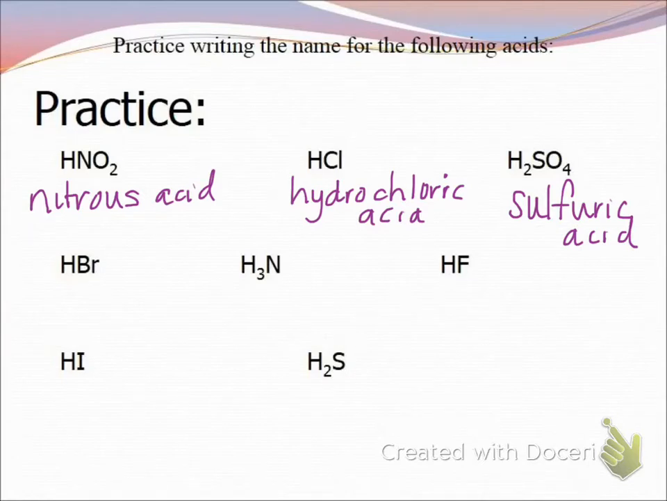Hydrochloric acid? No oxygen. You put the prefix hydro when there's not any oxygen present. Actually, for the rest of these, it's going to have hydro on there because there's no oxygen. So what would HBr mean? Hydrobromic. Okay, so it would be hydrobromic. How about H2S?